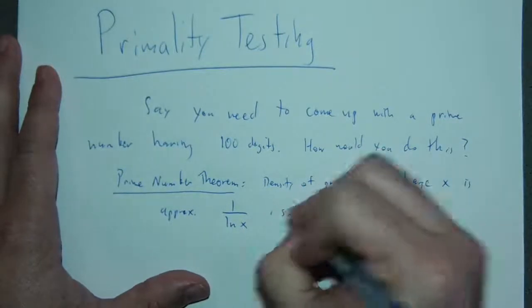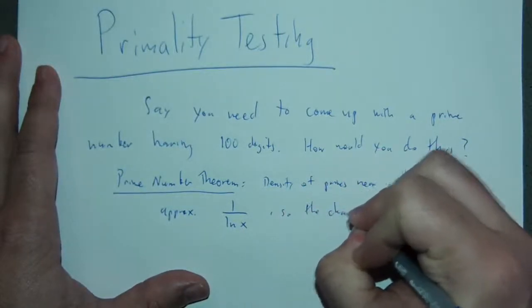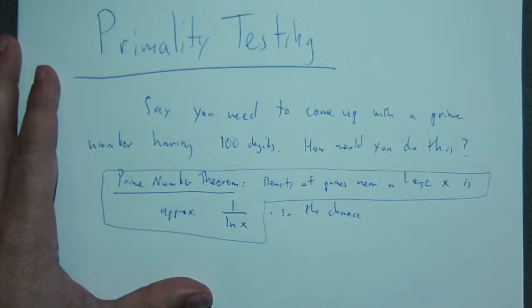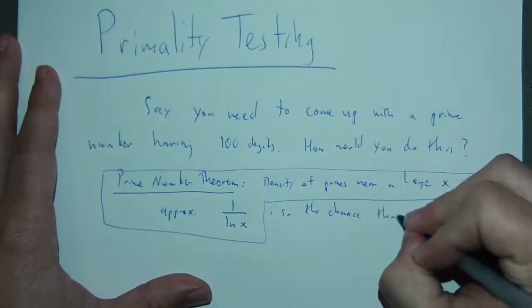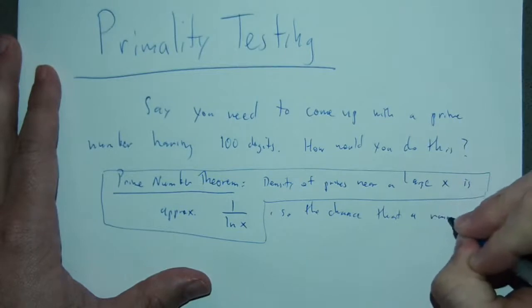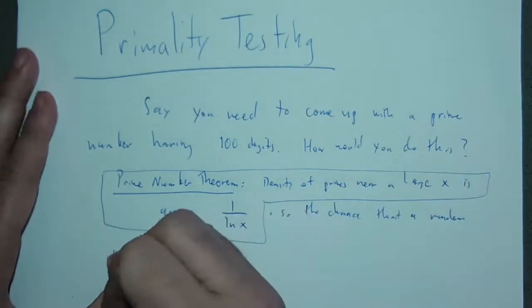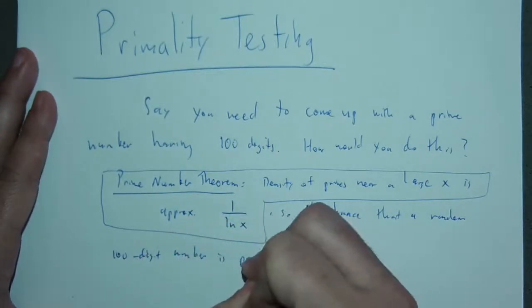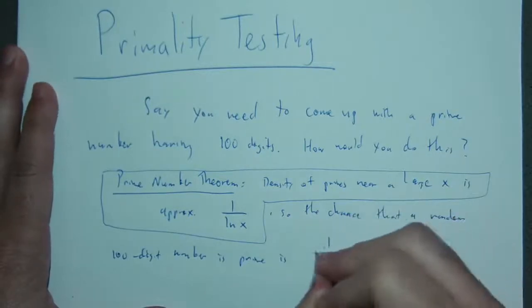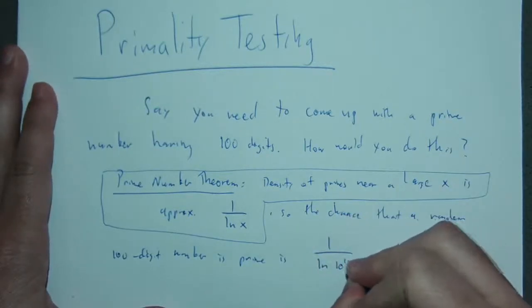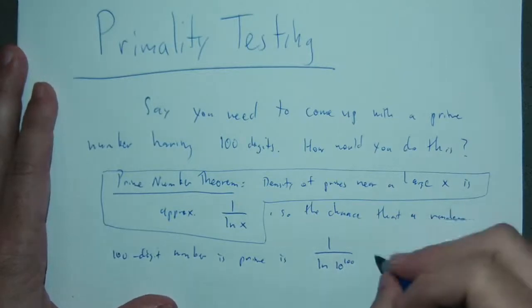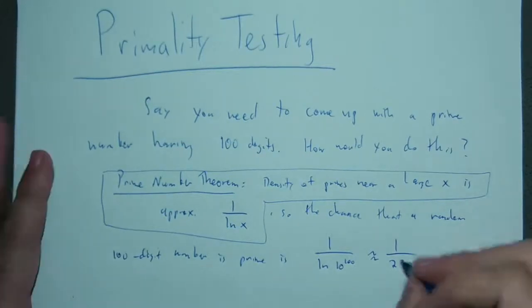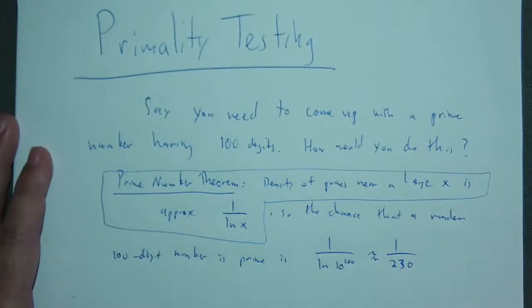So this is one of the things the prime number theorem tells you. The chance that a random 100-digit number is prime is like 1 over the natural log of 10 to the 100, which is roughly 1 in 230. Okay.